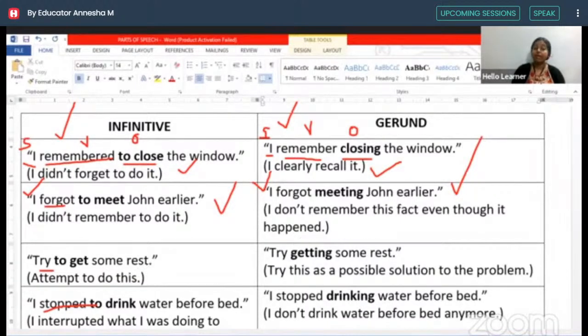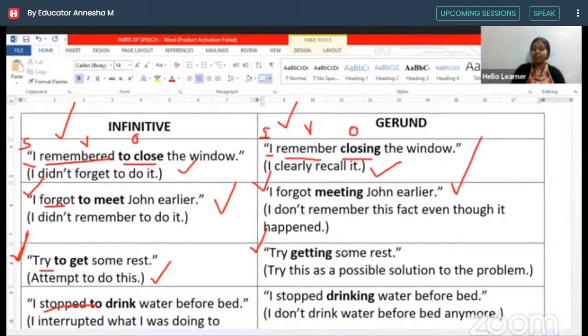Okay, चलिए. Next we have try to get some rest. And next one is try getting some rest. So try to get some rest is attempt to do this. कोशिश कीजिए रेस्ट लेने की. Try to get some rest का हिंदी अनुवाद होगा कोशिश कीजिए थोड़ा रेस्ट लेने की, right?